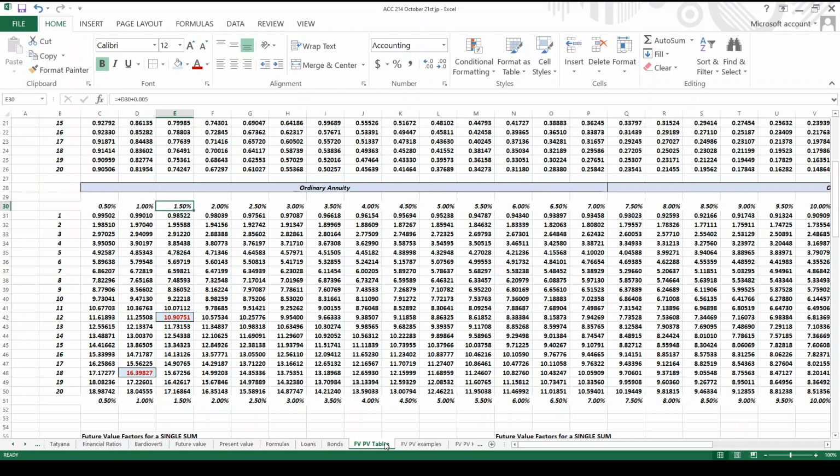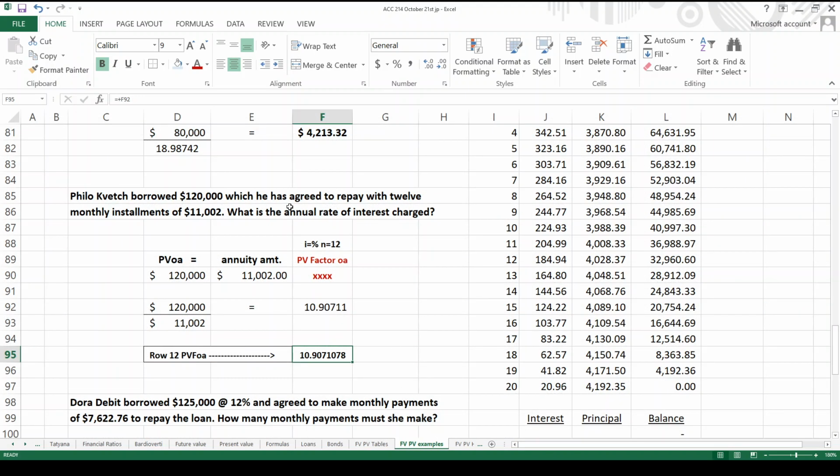And 1.5% is the interest rate. But it says what? Annual interest rate. So if the monthly interest rate is 1.5%, you want 12 times that amount. You want 18%. Yeah? To get the annual rate.